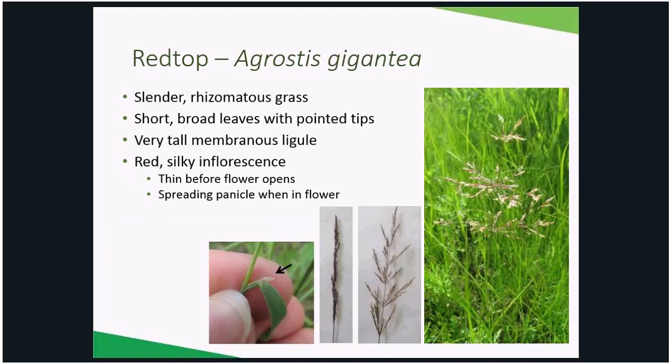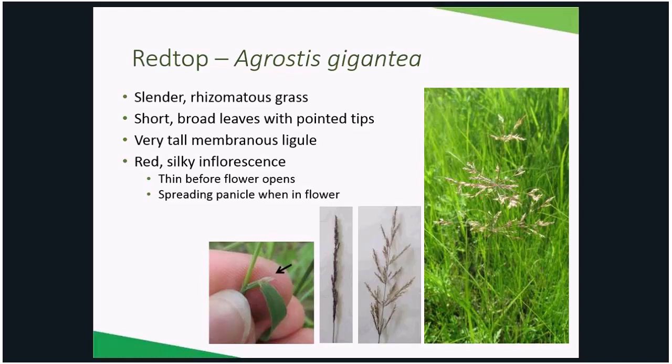But the way I identify red top is because it has a very, very tall membranous ligule. And you can see that in this picture here. So again, if you're able to pull that leaf blade back and look for that ligule, it's a great telltale sign if you're trying to determine between Kentucky bluegrass and red top.